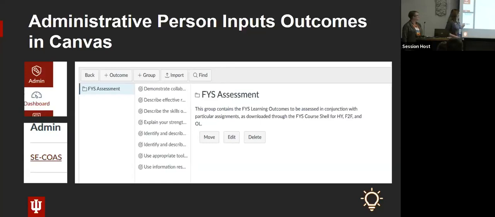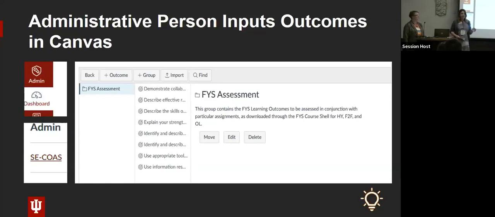And so what that means is that because we're building them at this place in Canvas, and this is something that you want to think about as you're thinking about how you might incorporate this on your campus, where does it make sense for these outcomes to live? You need to put them at a high enough level that they can be accessed by the folks who need them, but you don't want to put them so high that people who really have no business being in those outcomes are able to see them or import them into their own classes.